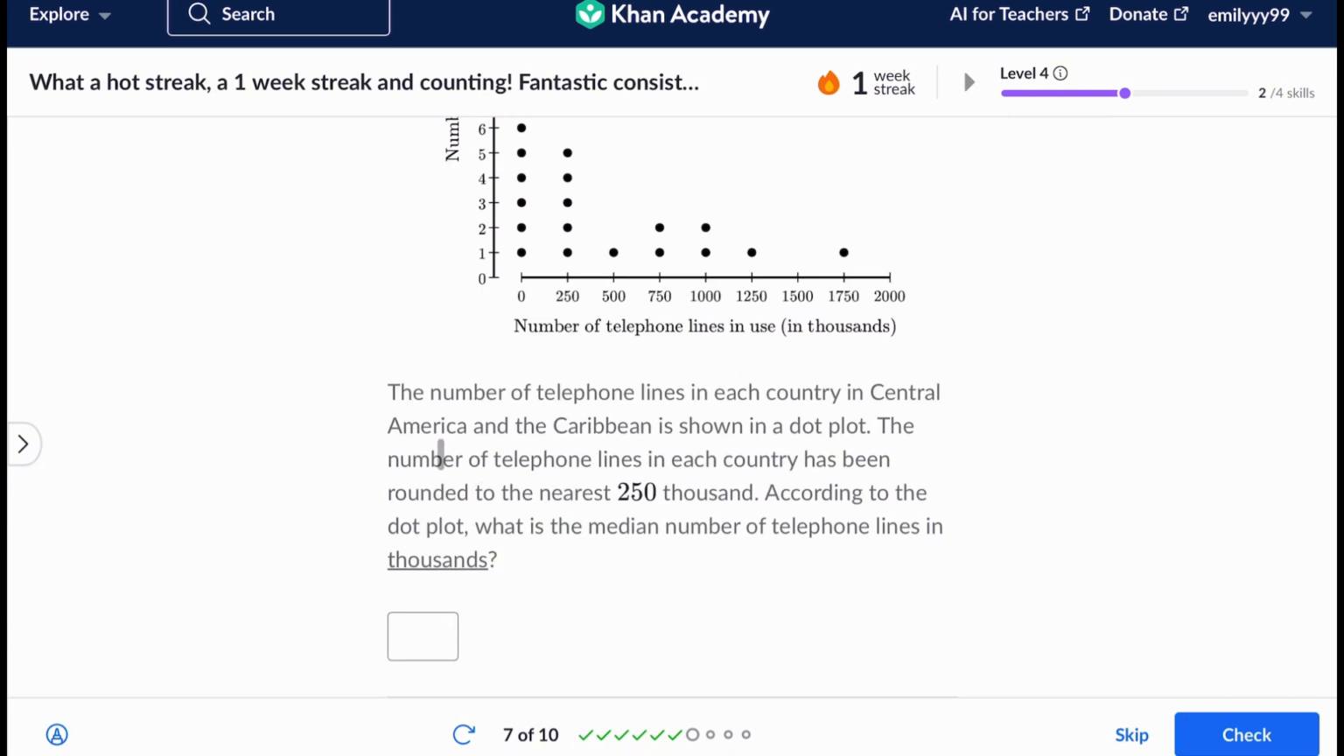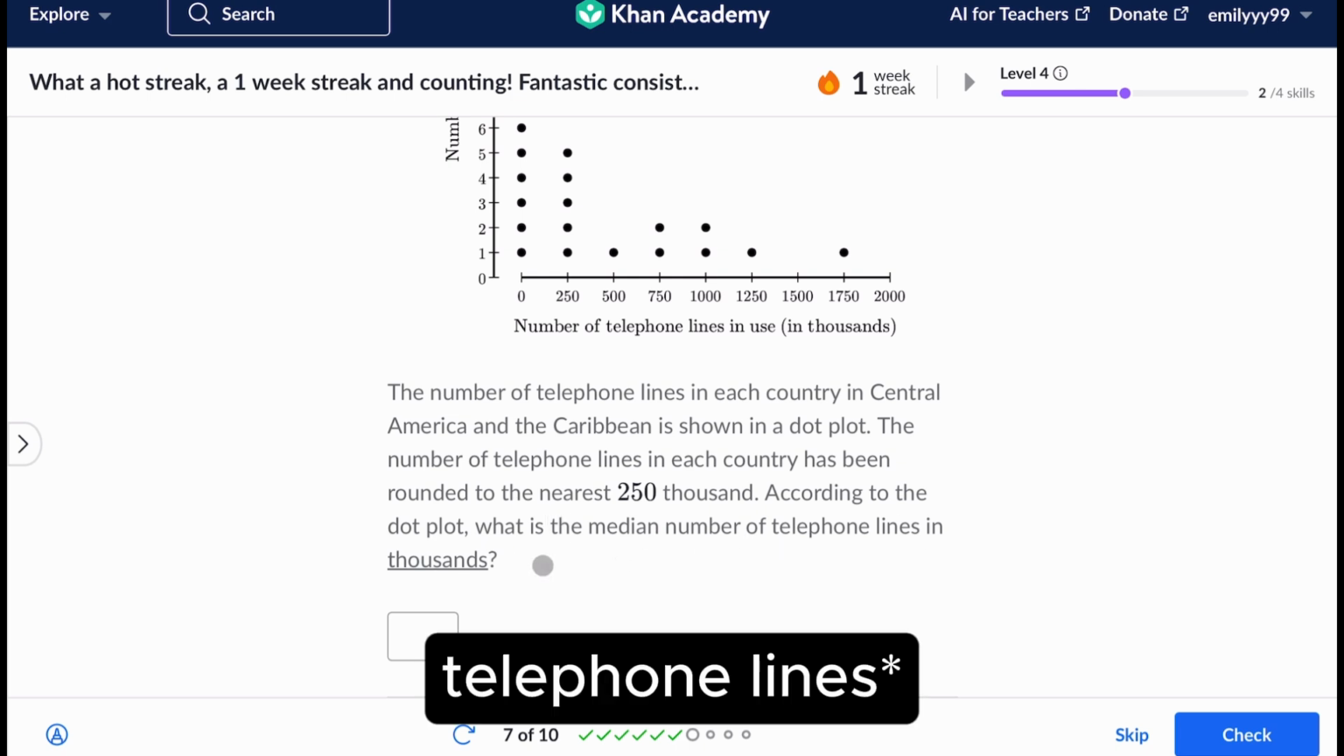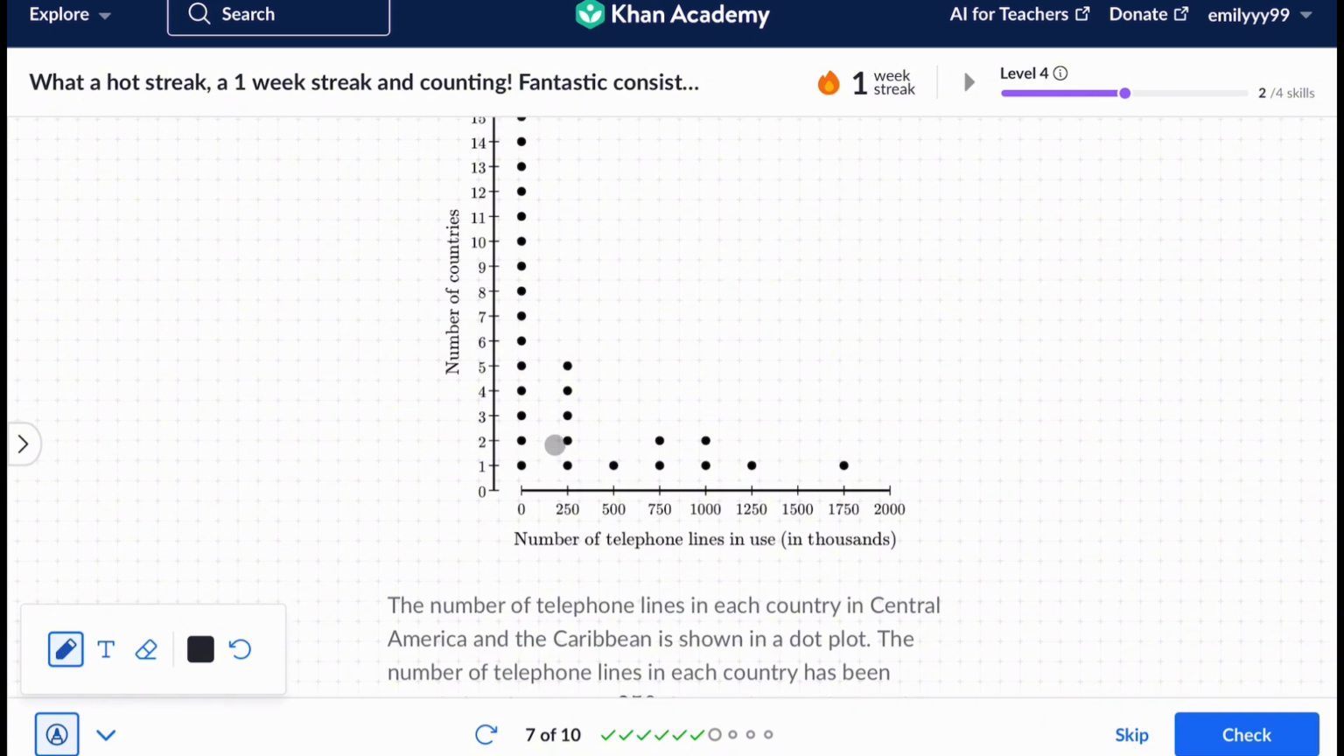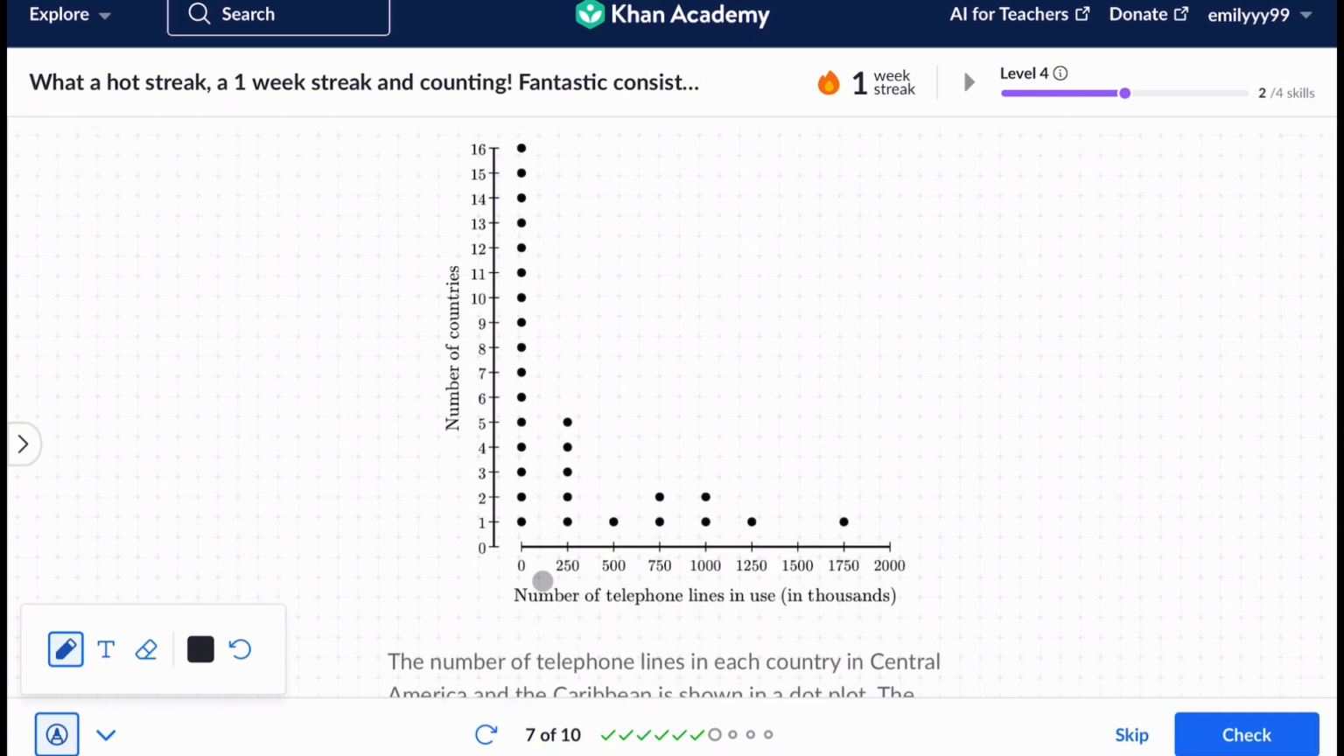The number of telephone lines in each country in Central America and the Caribbean is shown in a dot plot. The number of telephone lines in each country has been rounded to the nearest 250,000. According to the dot plot, what is the median number of telephones in thousands? So we're trying to find the median of all of this.